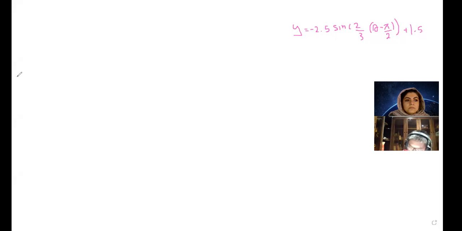So now I want to do, on the worksheet, number 8: y equal -2.5 sine of 2 over 3 theta minus pi over 2, plus 1.5.